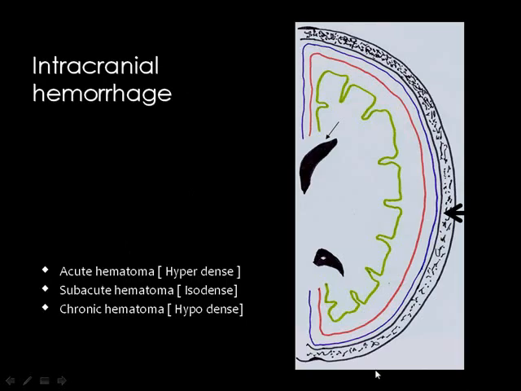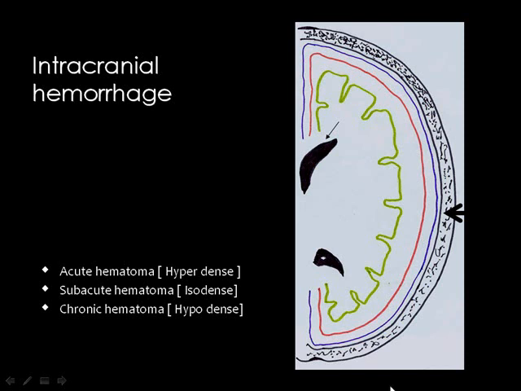Then if hemorrhage is going to be collected intracranially, where? What are the sites for intracranial hemorrhage? Then look at this drawing, which is representing the calvarial bones, and the blue line represents the dura, the red line represents the arachnoid, and the green line represents the pia mater adherent to the surface of the brain.